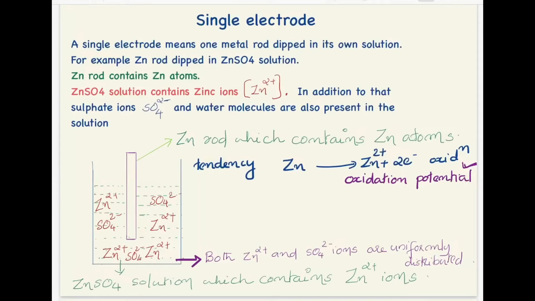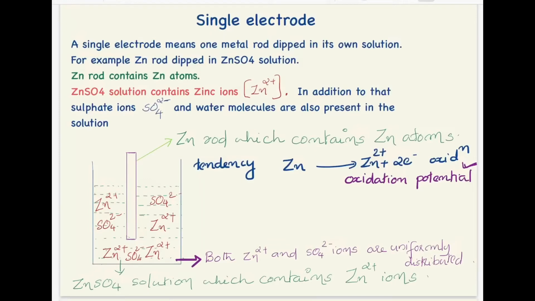That potential is there, but it cannot undergo this reaction. The reason: if zinc is releasing electrons, somebody should be there to take that electron. So nobody is there to take that electron. That's why zinc cannot undergo oxidation itself, even though it has a tendency. Like the analogy, I have a tendency to donate money, but nobody is accepting that money. So I cannot donate money. But the tendency is there. And that tendency, we call it oxidation potential.